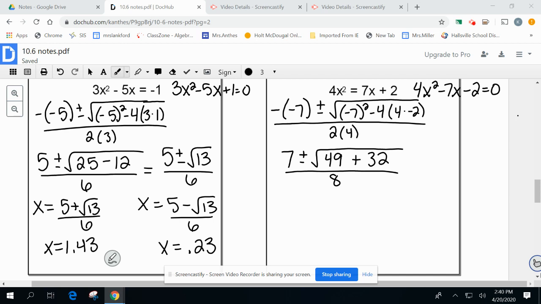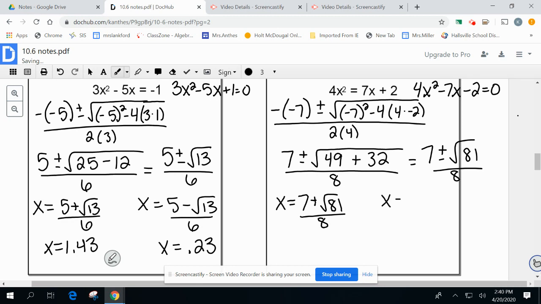Okay, so if I go through and simplify this again, I'm going to have 7 plus or minus square root of 81 over 8. So then I break apart and do my plus and minus. So 7 plus square root of 81 divided by 8, and then 7 minus square root of 81 divided by 8. So I would get x equals 2 and x equals negative 1/4 as my two answers.